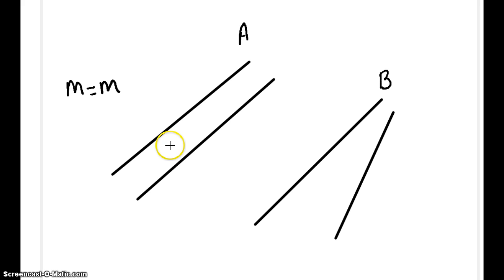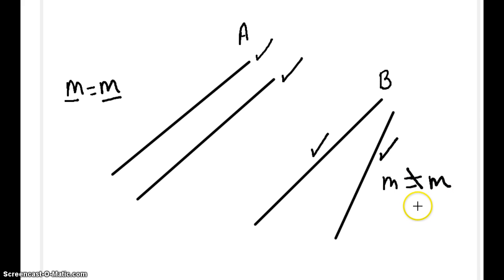So if I want to find out whether this line is parallel to this line, I have to check to see if this slope is equal to this slope. And visually we can obviously see that in this group B these two lines are not parallel, but if we want to prove it mathematically, we would find the slope of this line, find the slope of this line, and we would prove that the two slopes are not equal. So if two lines have the same slope, then the lines are parallel. If two lines do not have the same slope, then they are not parallel.